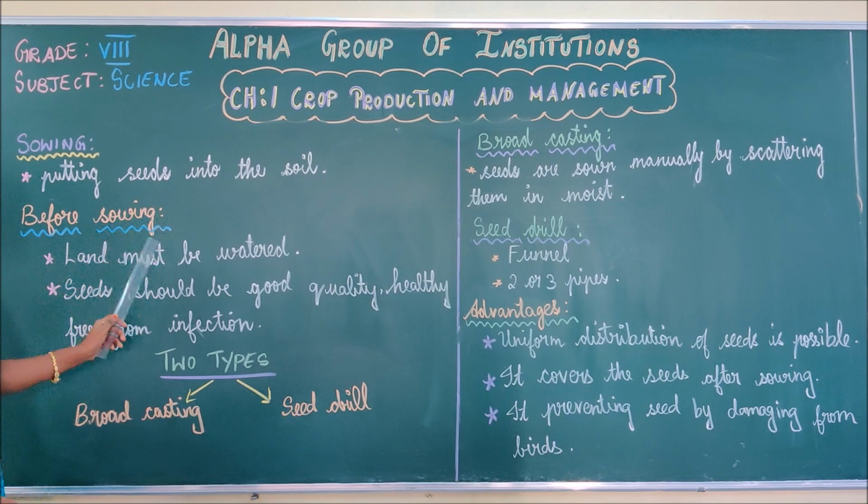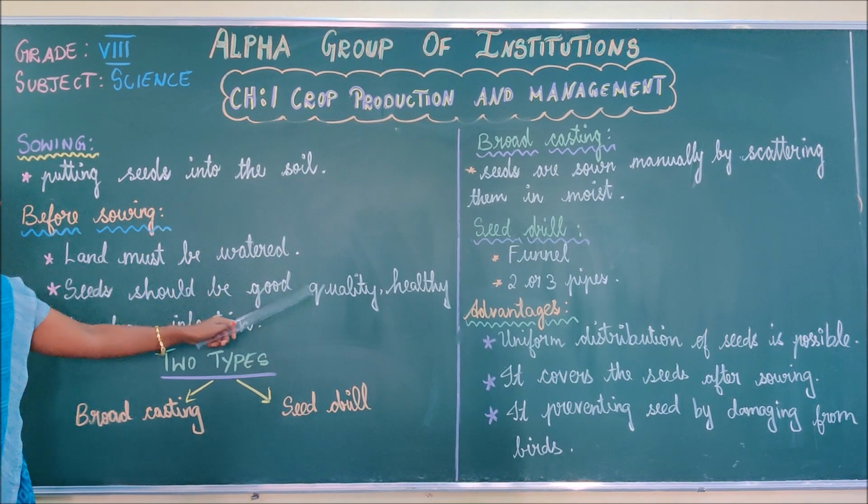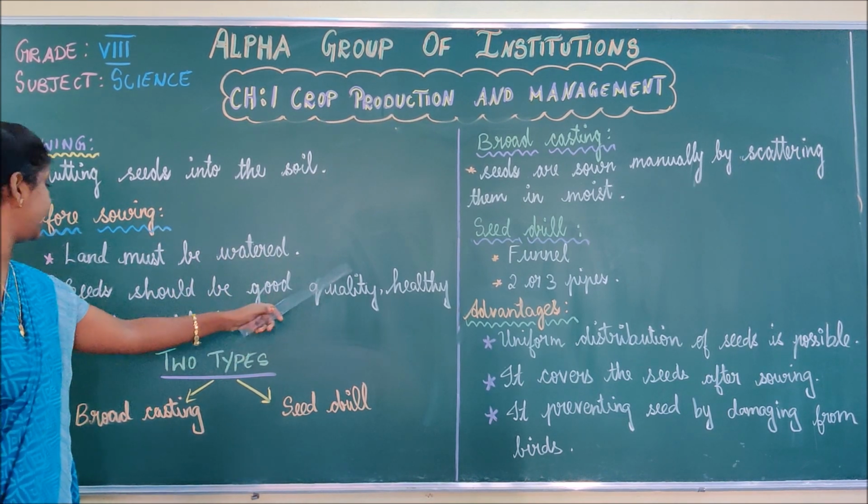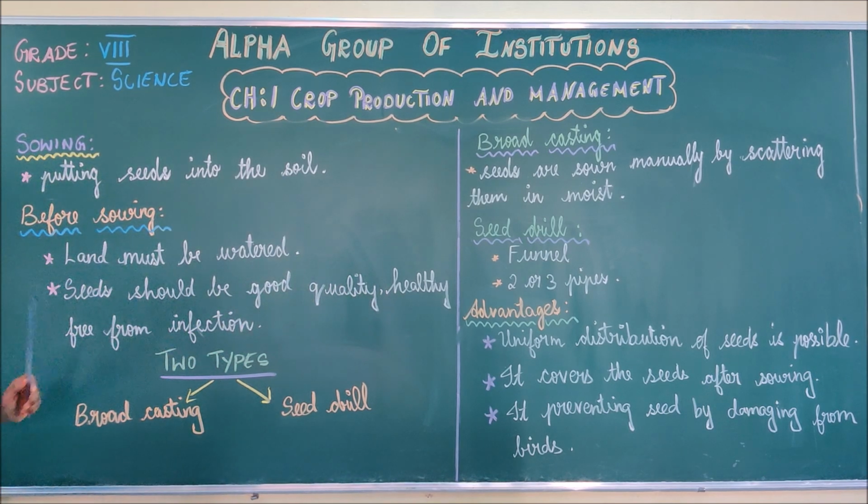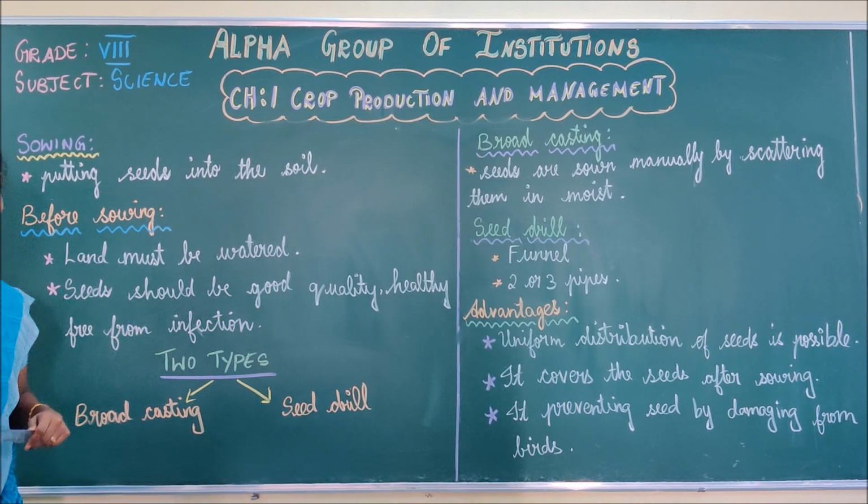First, the land must be watered. Next, the seed should be of good quality, healthy, and free from infection. Before sowing, we should follow these two steps: first, the land should be watered; next, the seed should be of good quality and free from infection.